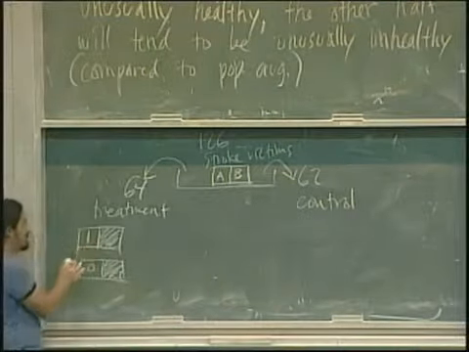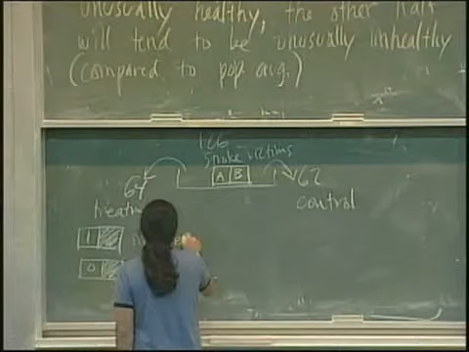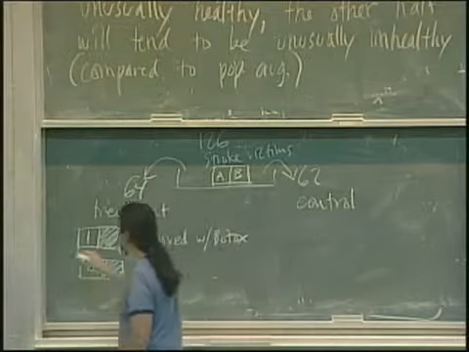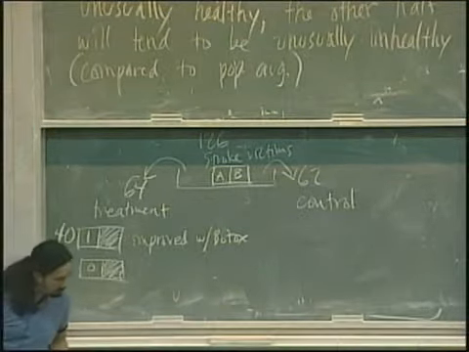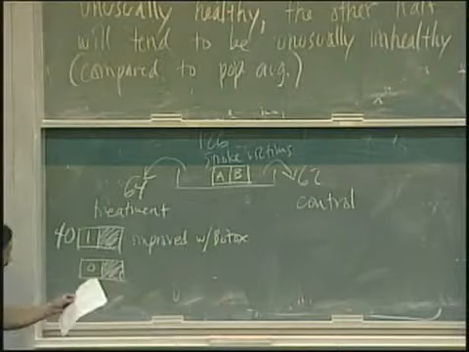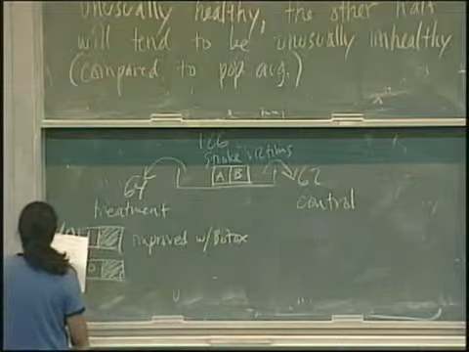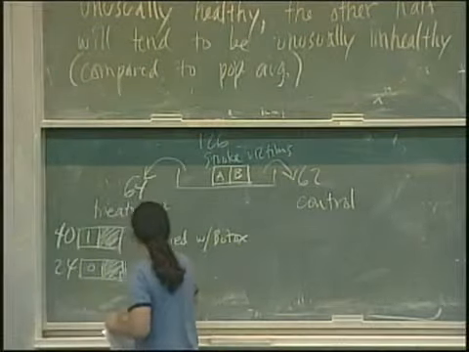So 1 means improved. Improved with Botox. And there were 40 of those. So 40 people improved, and so I guess the remaining 24 didn't improve.